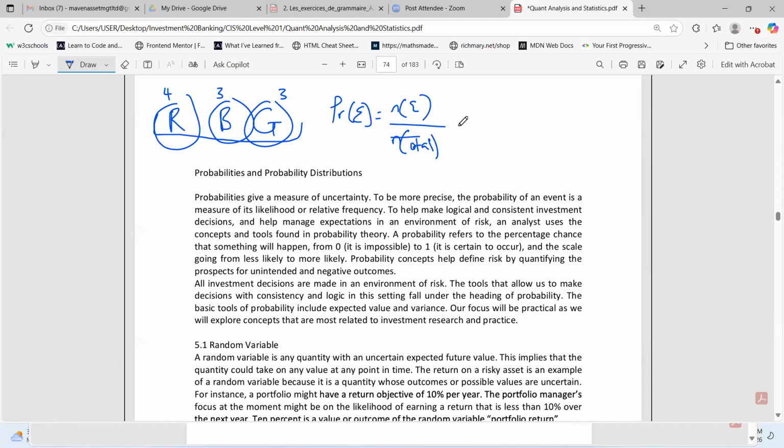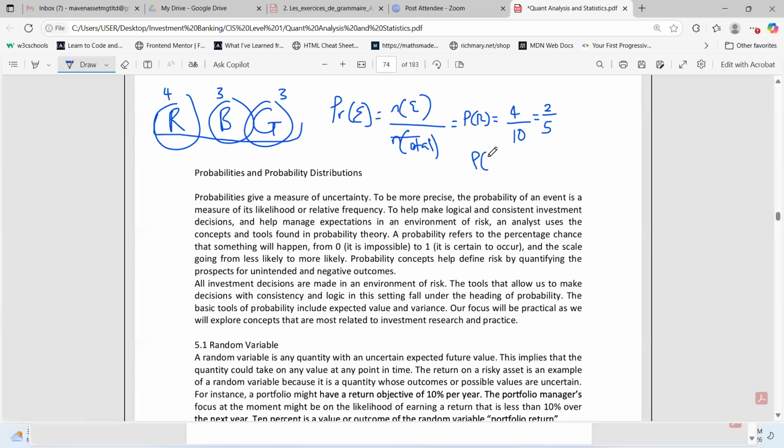So what is the probability of picking a red ball? How many red balls are in the bag? 4, divided by the total number of balls in the bag, which is 10. Always take it to the lowest term. It's very important. This will be 2 over 5.